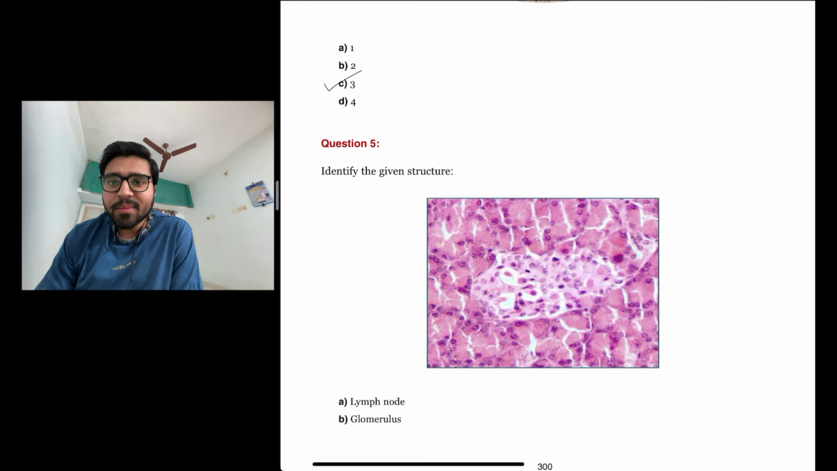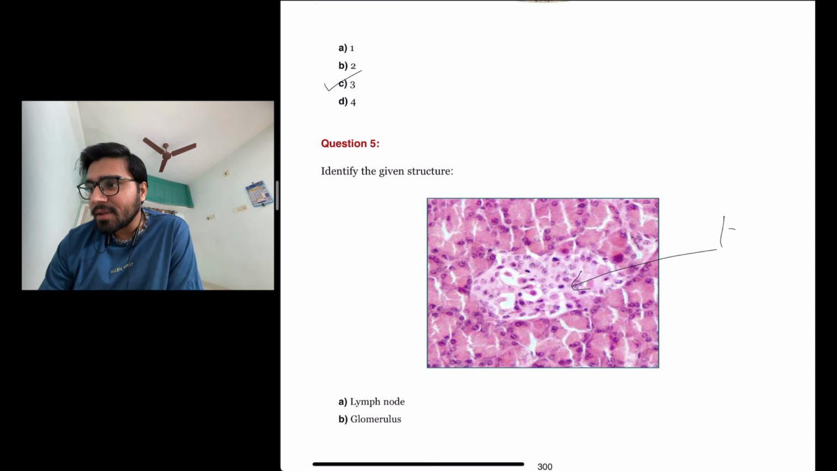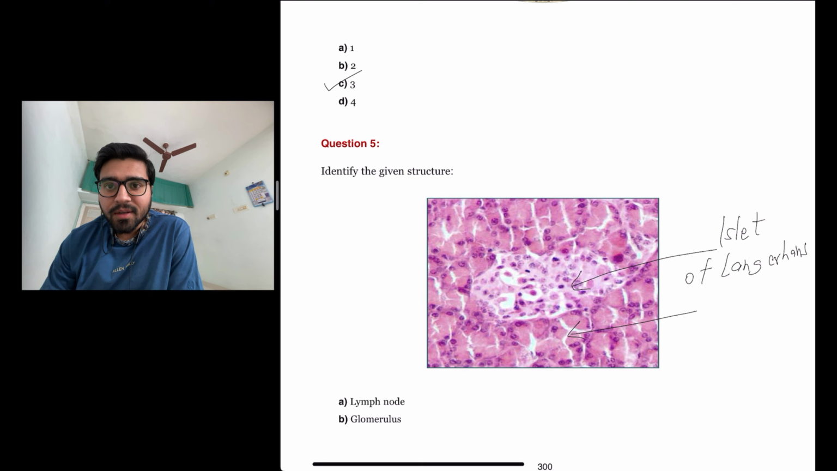So let us first label this histological image. This central structure is actually suggestive of islet of Langerhans, and the surrounding structure of the islet of Langerhans is pancreatic exocrine cells.